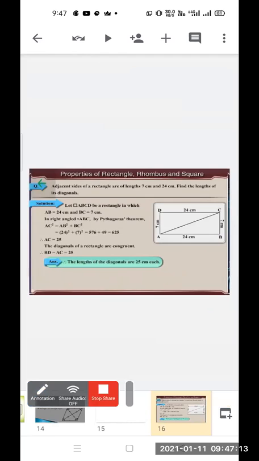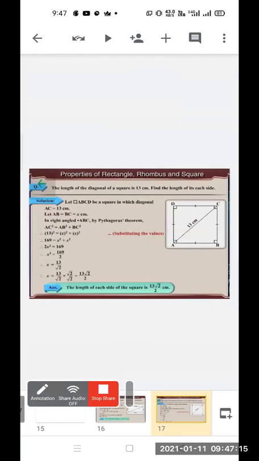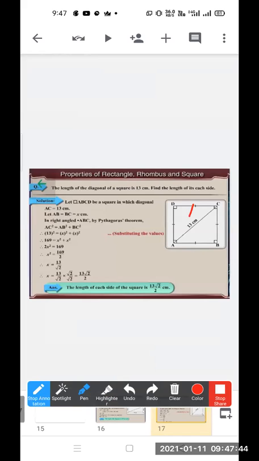Next question. The length of a diagonal of a square is 13 centimeter. Find the length of its each side. So what is given? Quadrilateral ABCD is a square, and in it diagonal AC is given, the length of AC is 13 centimeter. We have to find the length of each side.